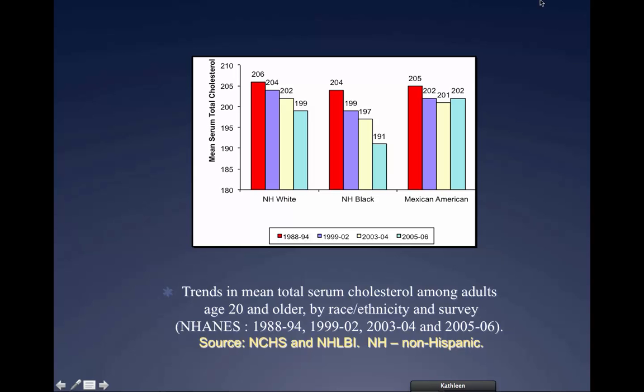But when we talk about genotypes and so forth and what works and what doesn't, this is going to be the future of trying to modify some of these risk factors for certain cultures and races.